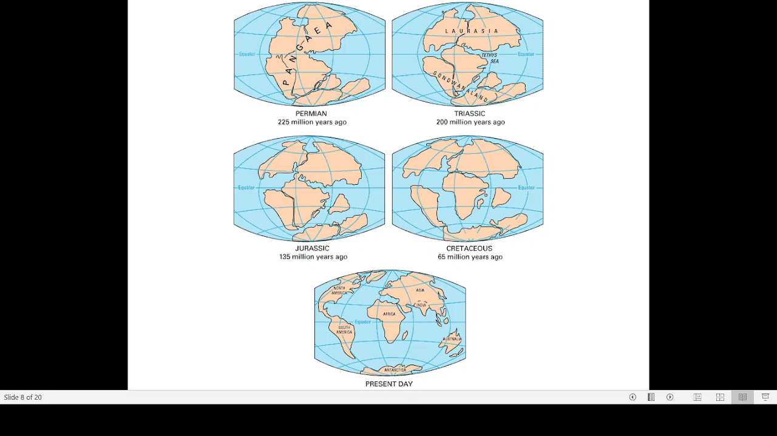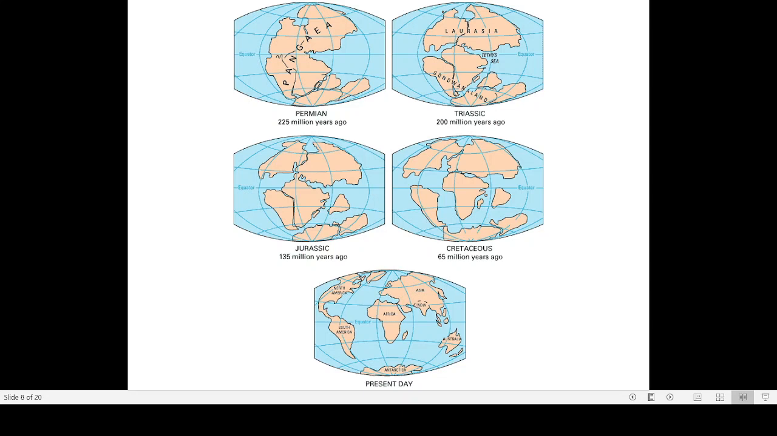Here you can see that this is the Indian continent, this is the Antarctic continent, this is the Australian continent, this is called the African continent, this is South America, this is North America, this is Europe and Asia. So all these continents were together at one time.